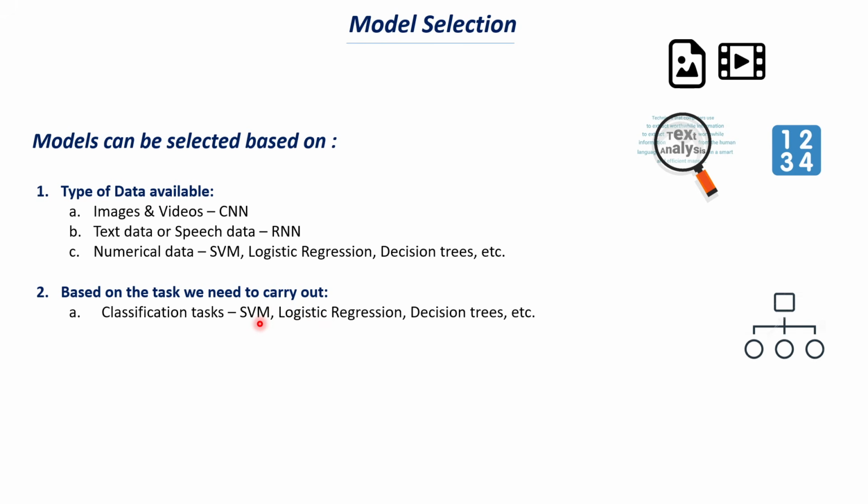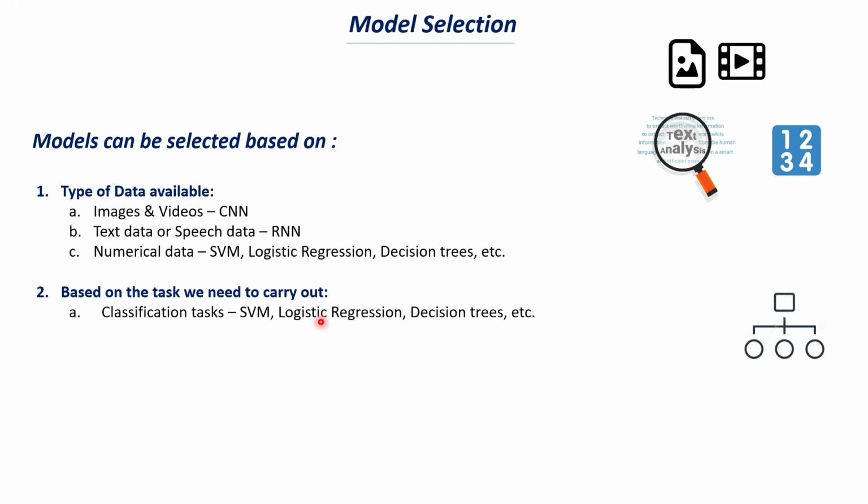Whereas a support vector machine has both a classifier as well as a regressor. We also have models like random forest classifier, and we also have a regressor based on random forest. Most of the models can be used for classification as well as regression, but logistic regression is mainly used for classification.